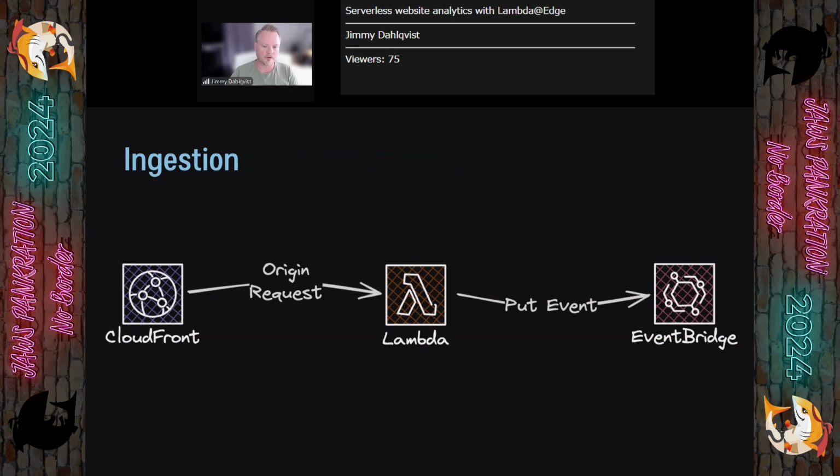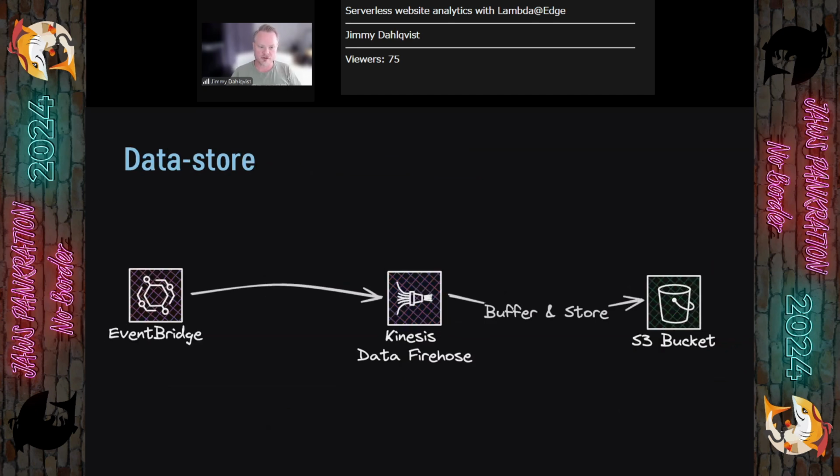I can't run my solution on a CloudFront function because I need to access other AWS services. So this is the first architecture on the ingestion part. CloudFront would hook into the origin request and we invoke a Lambda Edge function. That Lambda function would collect all the information that I needed and post that onto EventBridge as an event with all the information needed. The data store could then just hook into EventBridge, create a rule, and subscribe to the events coming from a web page.